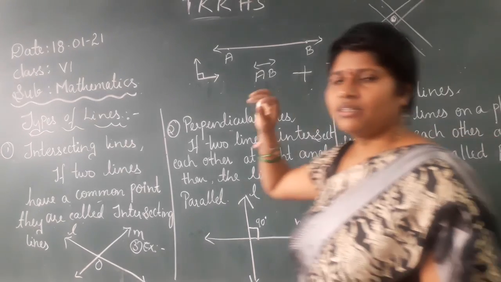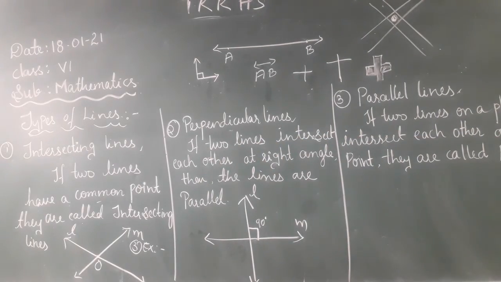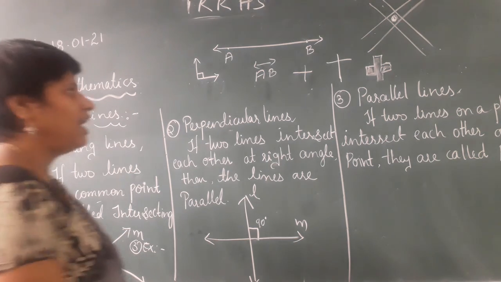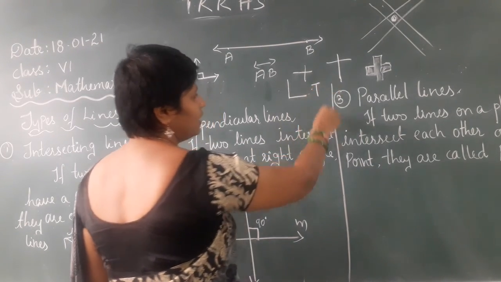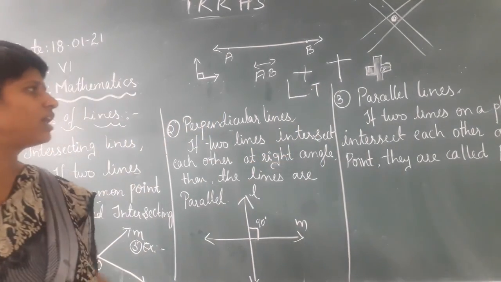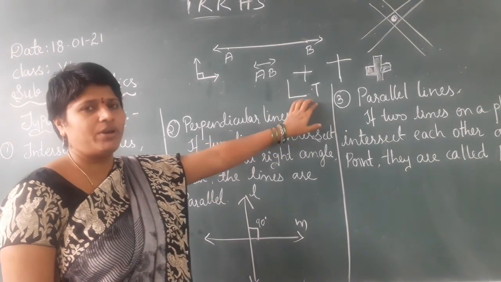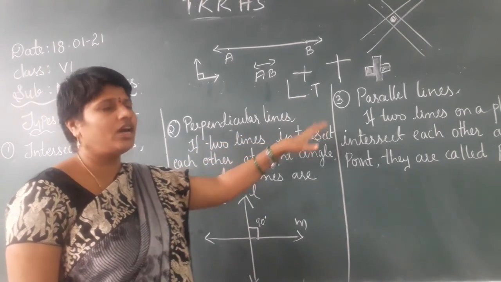Yes. Next. Even in the English alphabets you will find perpendicular lines. Where? In the letter L. Take the letter L. Take the letter T. So try to find these types of perpendicular lines in the alphabet and in your regular life.